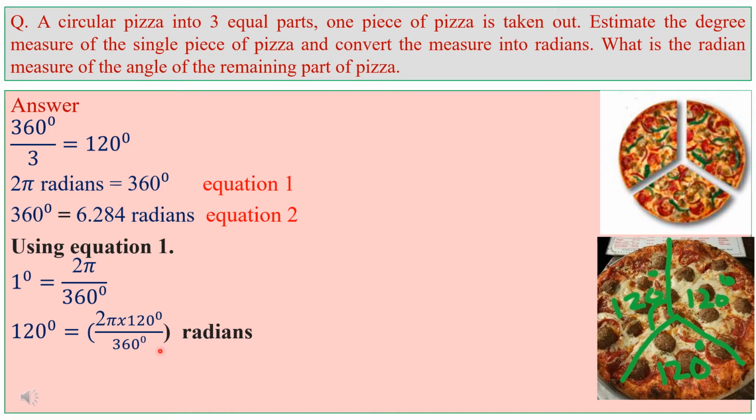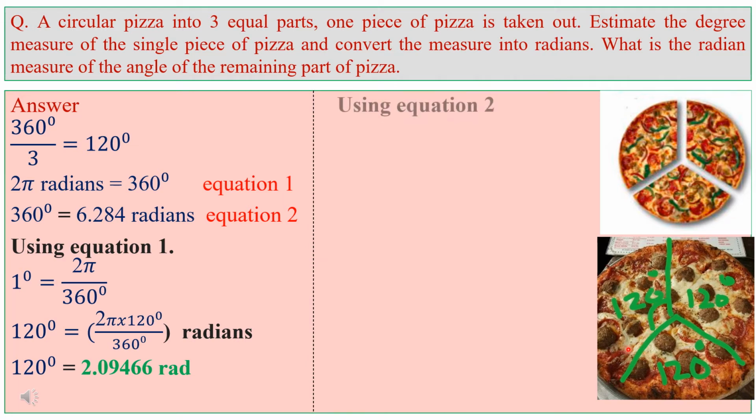radians. By doing the calculation, we get 120 degrees is equal to 2.09466 radians. That is the measure of the single piece of pizza in radians. So this single piece of pizza has a 120 degree angle, which is equal to 2.09466 radians.